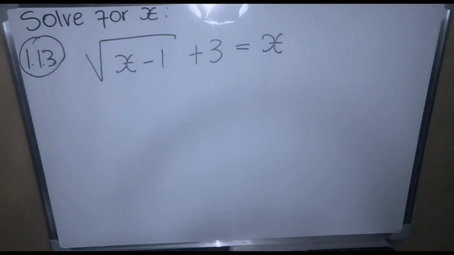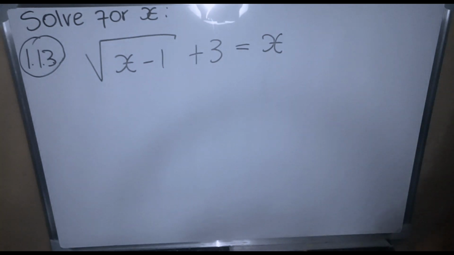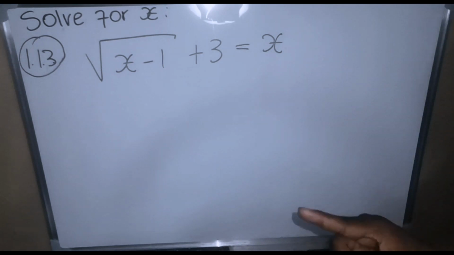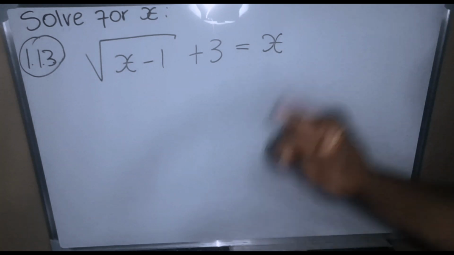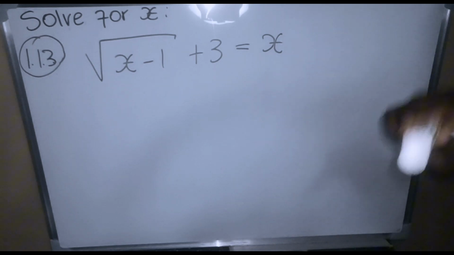Now, when you've got square roots or radicals and you solve for x, your aim should be that you must be left with one term on one side, and that term should be the term that consists of a square root.